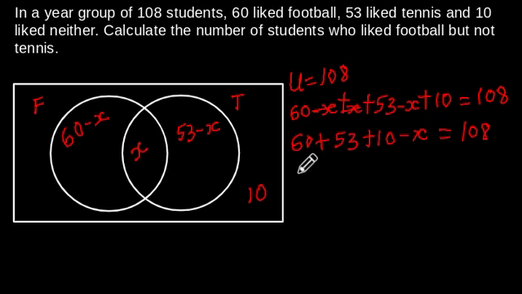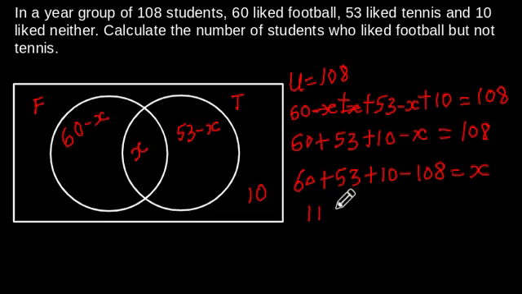So what are we going to have? We're going to have 60 plus 53 plus 10 minus 108, and this will give us X. So what will this be? 60 plus 53, that's 113, plus 10, 123. So 123 minus 108 will give us the value for X. Okay, and that will be, 123 minus 108, that's 15. So X equals 15.